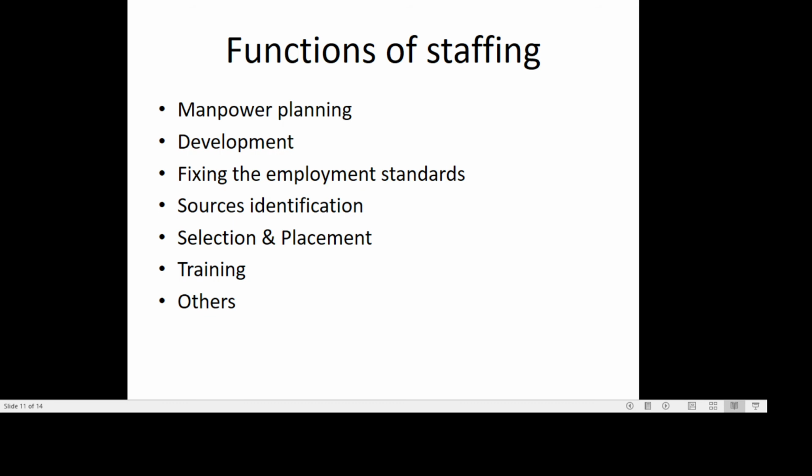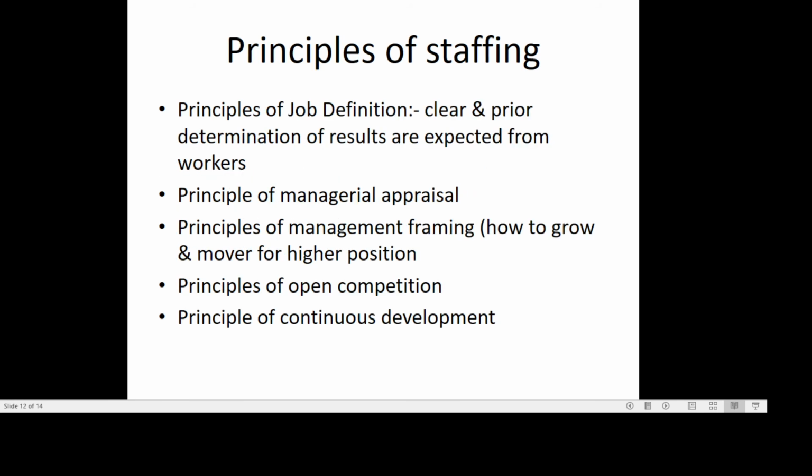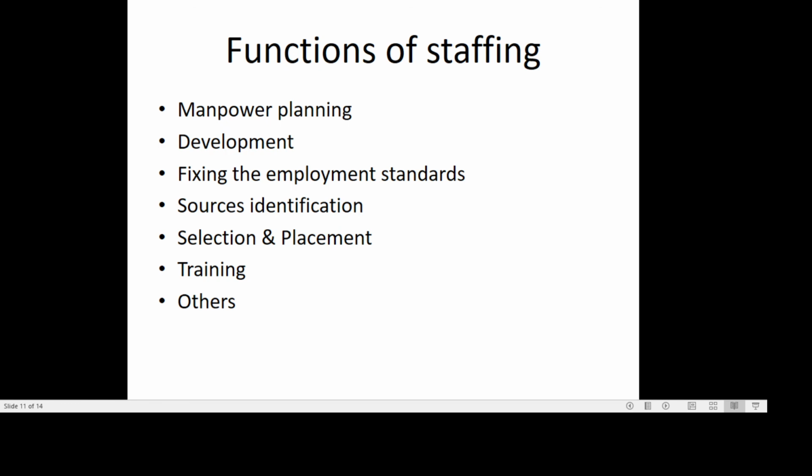And staffing also calls for identifying where a sufficient number of people will be available. We need to concentrate on the sources for forthcoming selections, training, or recruitment places. And selection and placement, of course, is an important area of staffing, which can be followed by training programs also. These are all the functions of staffing.